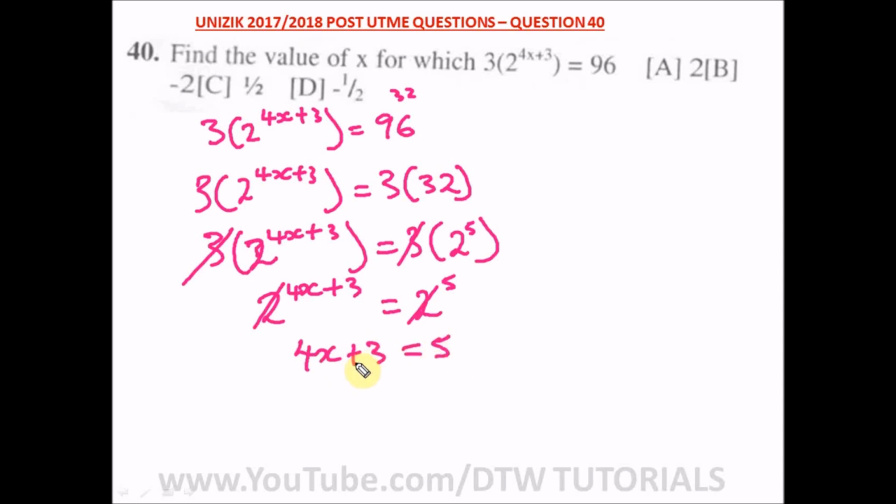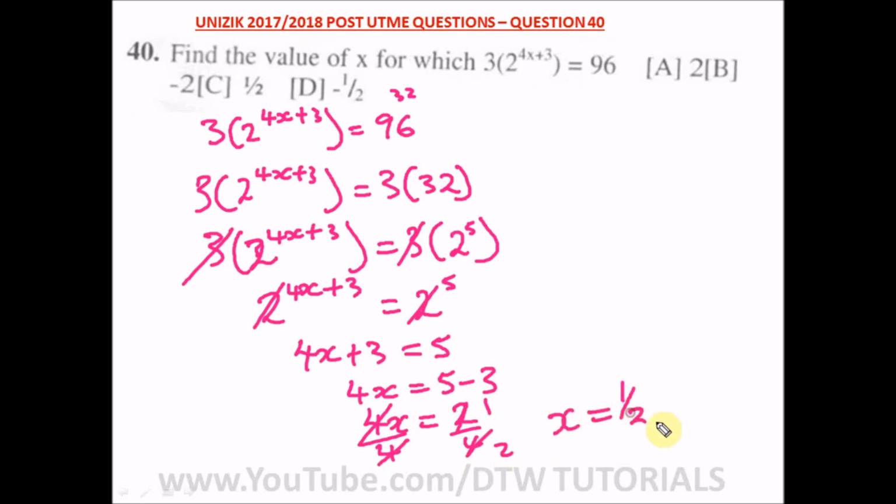So let's collect like terms. Take 3 to this side. We have 4x equal to 5 minus 3. What is 5 minus 3? That will give us 2. Divide both sides by 4. Okay, 4 will cancel out, and 2 over 4 becomes 1 over 2. So we're left with x equal to 1 over 2. So this is our answer. And what is our right option? Our right option is option C.